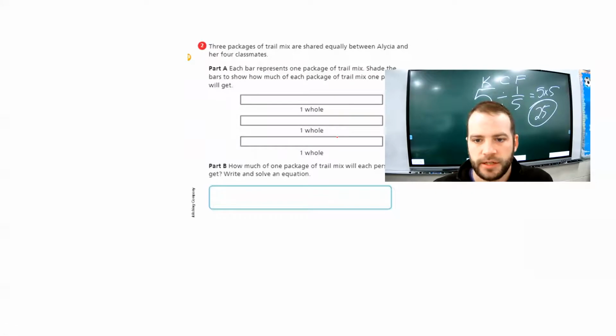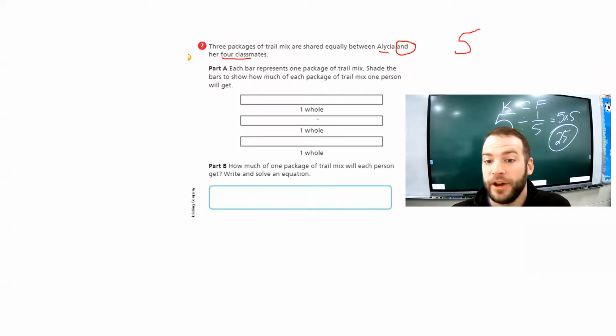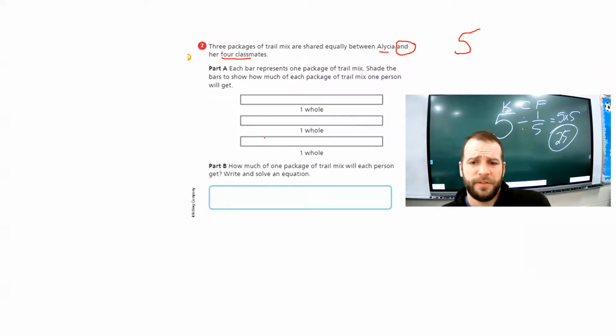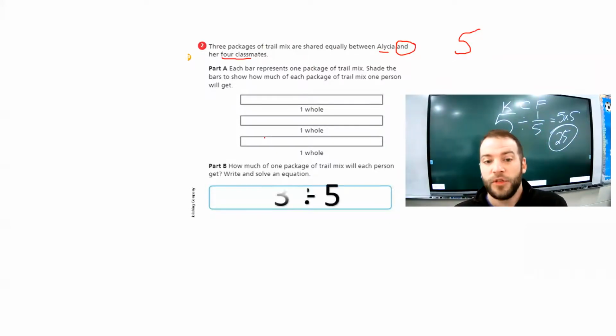All right, let's look at this next one. This next one says there are 3 packages of trail mix, and we're going to share them equally among Alicia and 4 of her friends. So that's a total of 5 people that are sharing 3. So for the equation we're going to use, are we going to have 3 and split it between 5 people, or 5 and split it between 3 people? We're going to have 3 packages and split it between 5 people.